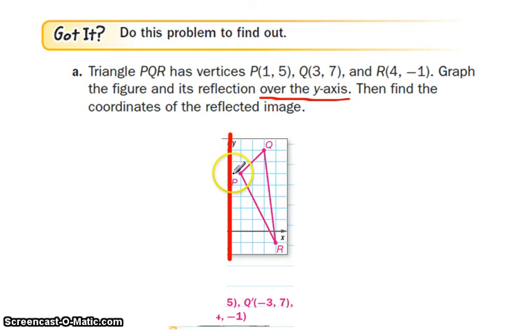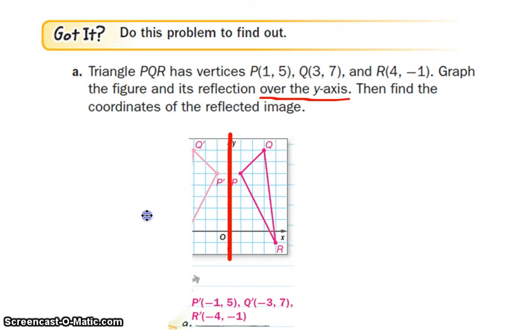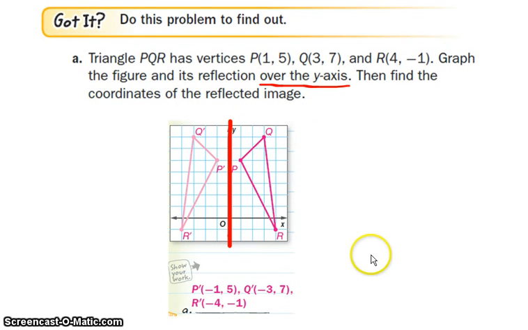So if point P is 1 unit away from the line, that means that P prime is going to be 1 unit away from the line. Point Q is 1, 2, 3, which means Q prime is going to be 1, 2, 3. And R, the same thing. 1, 2, 3, 4. Okay, and there's your reflection image across the y-axis. Then they wanted you just to rewrite the new image's coordinates down there.